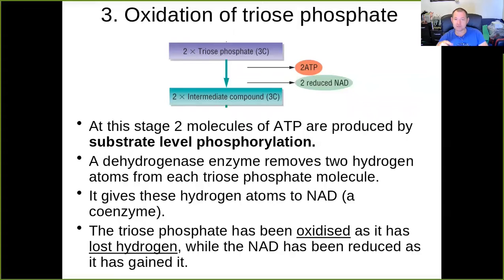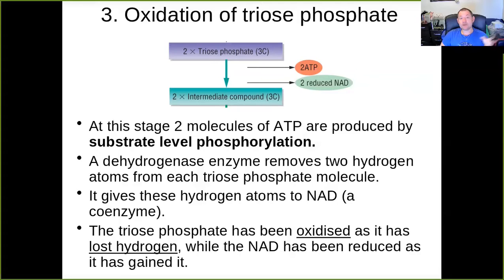This part of the reaction has produced 2 ATPs. You're now back to where you started. You've got the same number of ATPs that you had when you began. You've also reduced 2 NADs. You've basically turned NAD into NADH. Well, NADH plus, if we're going to be specific.